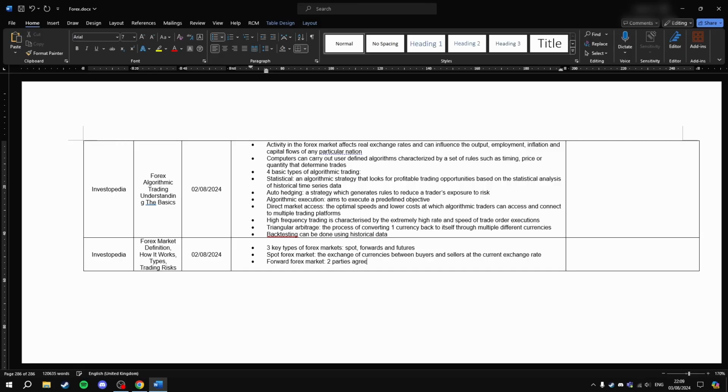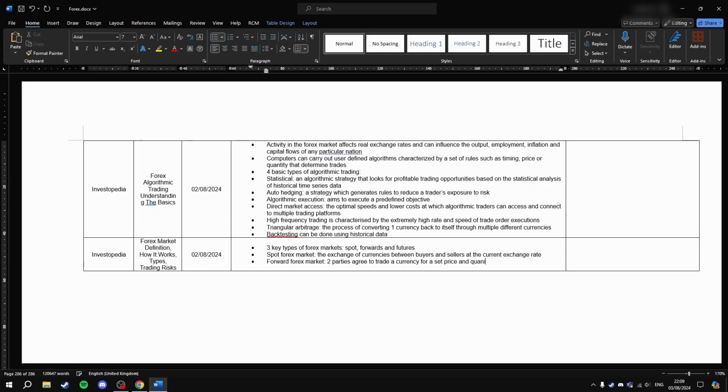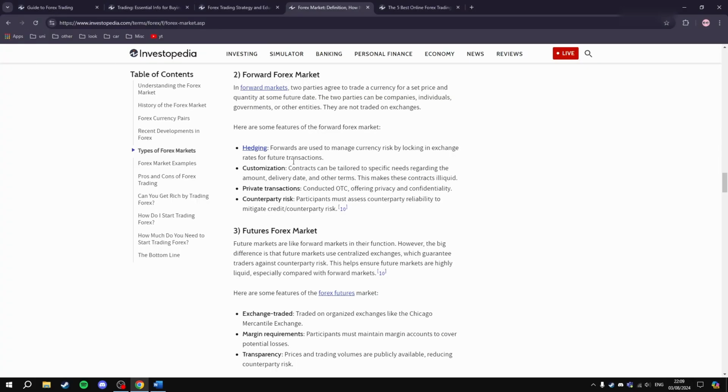Two parties agree to trade a currency for a set price and quantity at some future date. The two parties can be companies, individuals, governments, or other entities. They're not traded on exchanges.